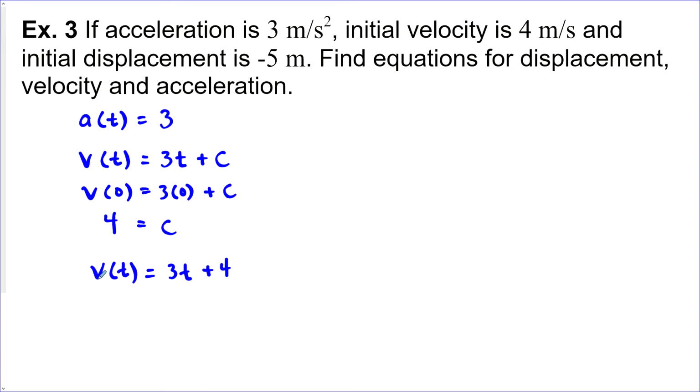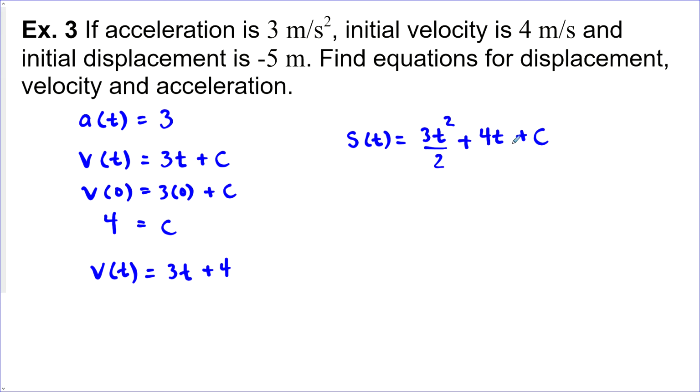Now we'll take the antiderivative of velocity to get our displacement. The antiderivative of 3t would be 3t squared divided by 2. And I've got to divide by 2 because I know that when I take the derivative, the 2 will come down and multiply by the coefficient. And I see no sign of it, so I need to divide by 2 to cancel out that 2 that's coming down. The antiderivative of 4 is just 4t, and we'd have a plus c.